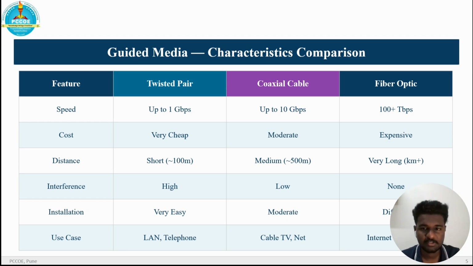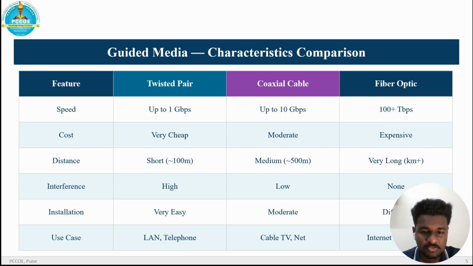Guided media characteristic comparison. Now let's compare all three guided media side by side. In terms of speed, twisted pair gives up to 1 Gbps, coaxial up to 10 Gbps, and fiber optics over 100 Tbps. For cost, twisted pair is very cheap, coaxial is moderate, and fiber optics is expensive. For distance, twisted pair covers around 100 meters, coaxial around 500 meters, while fiber optics can cover kilometers.